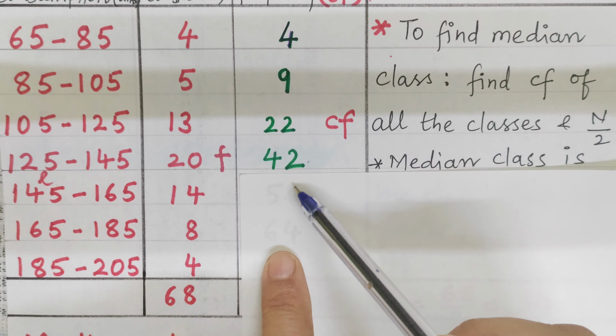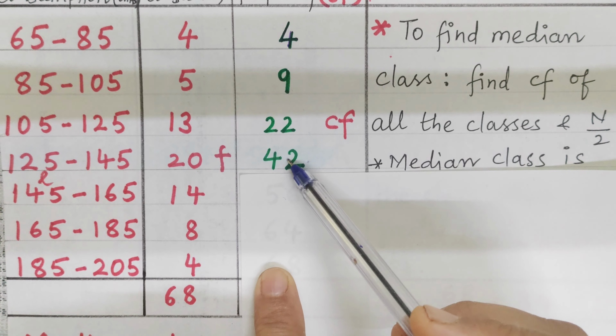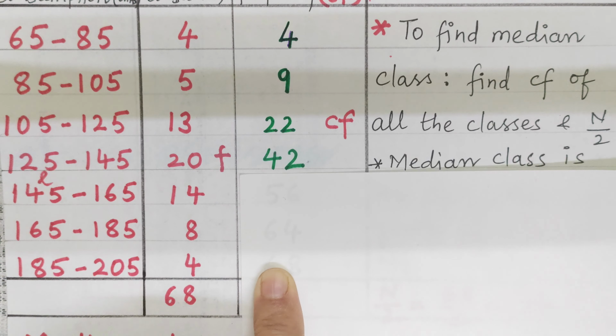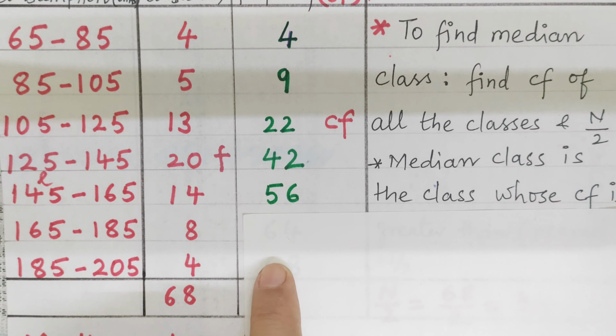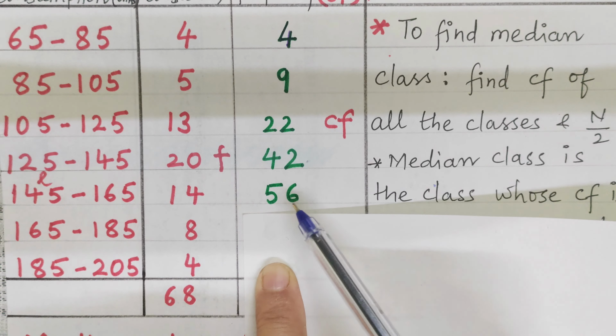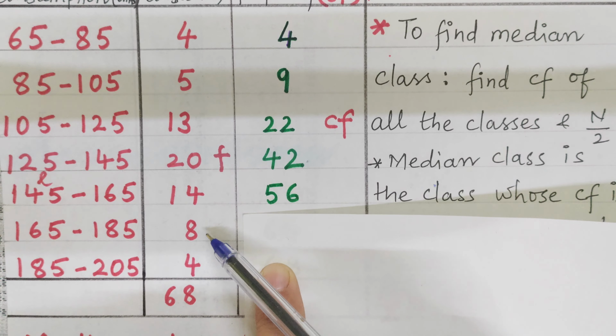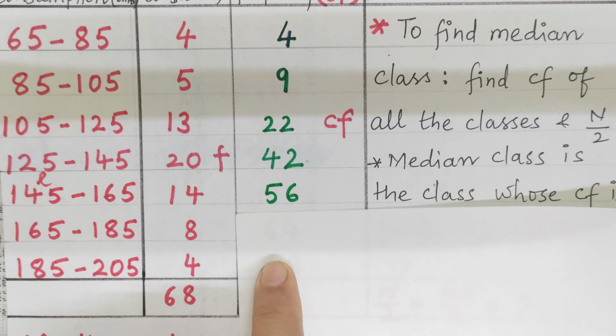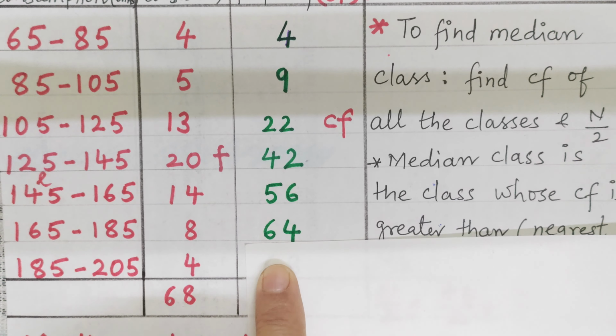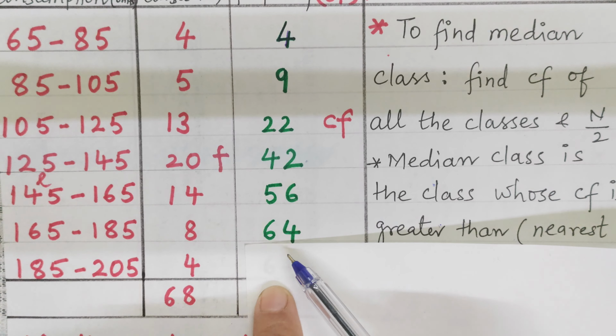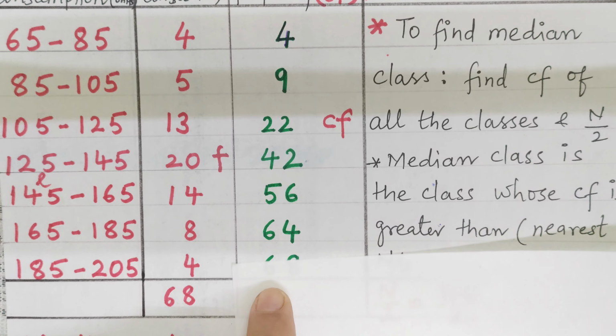For next class, the cumulative frequency will be 42 plus 14, which is 56. The next will be 56 plus 8, which is 64. And the cumulative frequency for last class will be 64 plus 4, that is 68.